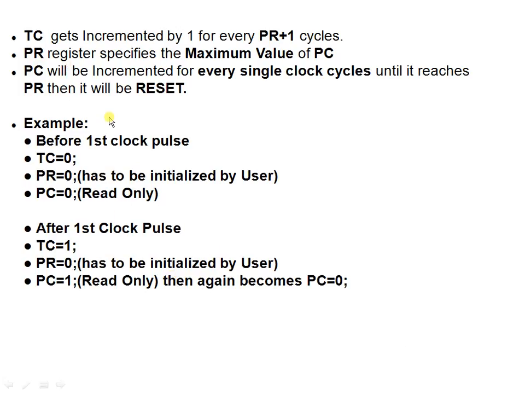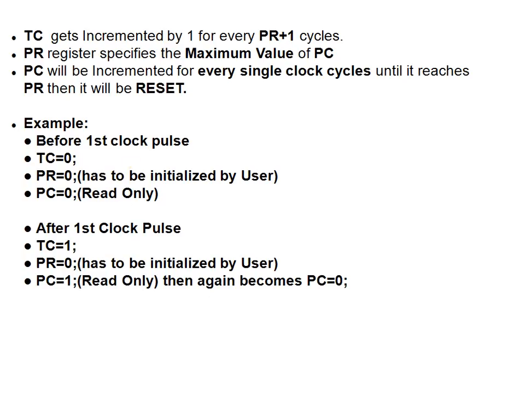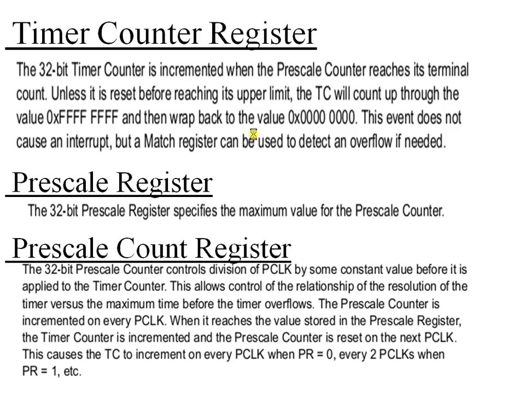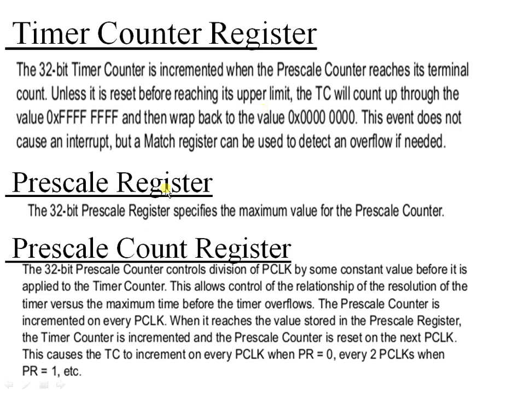From the above definitions, I have made some points here: TC gets incremented by 1 for every PR plus 1 cycles. This TC value will be incremented by 1 for every PR plus 1 cycles. We'll see what it means. And the PR register specifies the maximum value of PC. This particular PR register will specify the maximum value of the PC register.